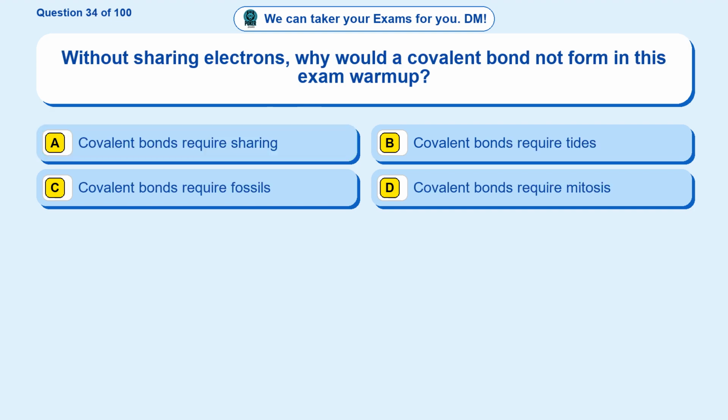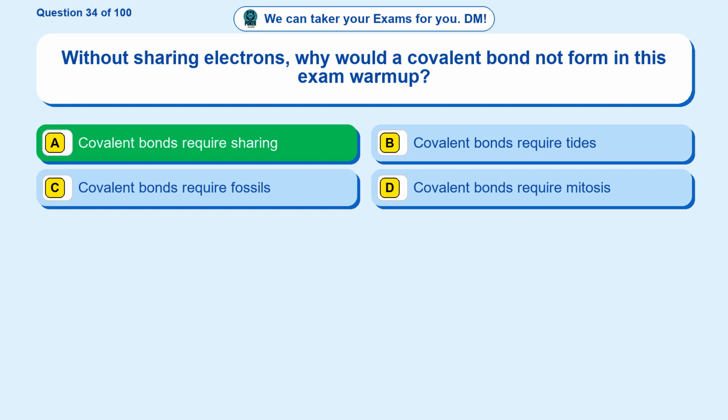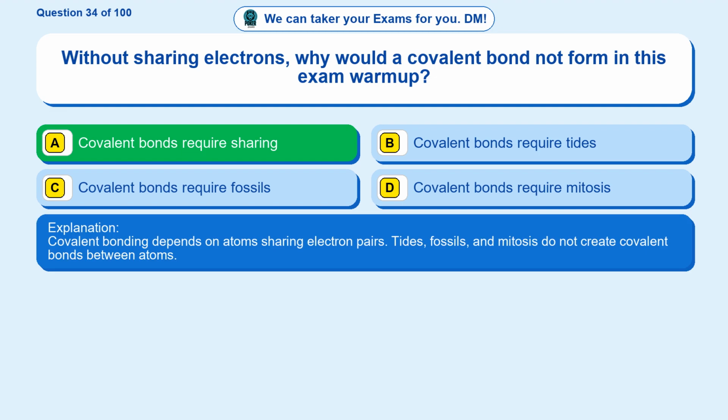Question 34. Without sharing electrons, why would a covalent bond not form in this exam warm-up? Option A, covalent bonds require sharing. Option B, covalent bonds require tides. Option C, covalent bonds require fossils. Option D, covalent bonds require mitosis. The correct answer is option A. Covalent bonds require sharing. Covalent bonding depends on atoms sharing electron pairs. Tides, fossils, and mitosis do not create covalent bonds between atoms.